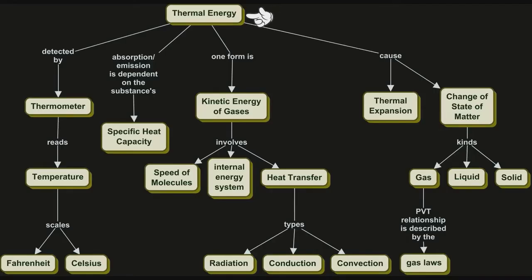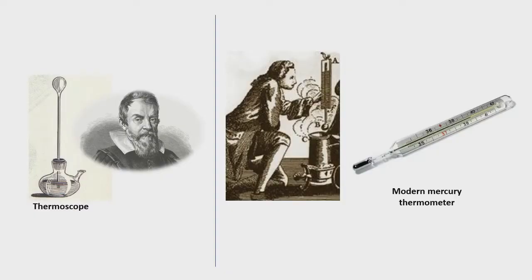Thermal energy is detected by a thermometer. The first thermometer was invented by Galileo Galilei in 1593. This thermometer is called a thermoscope. It is operated using water. The second thermometer, the mercurial thermometer of today, was invented by Gabriel Fahrenheit in 1714.